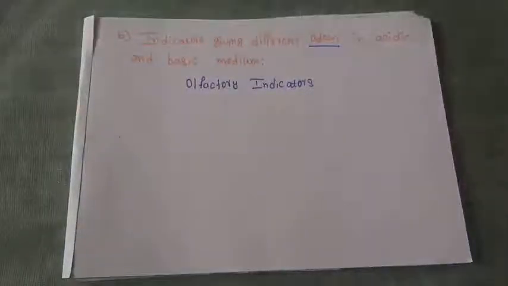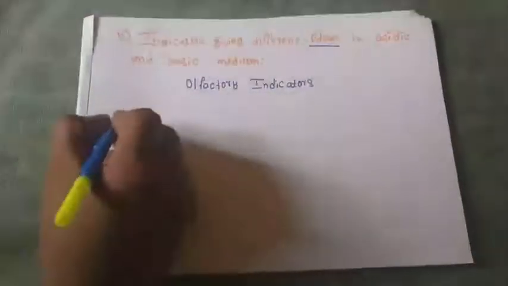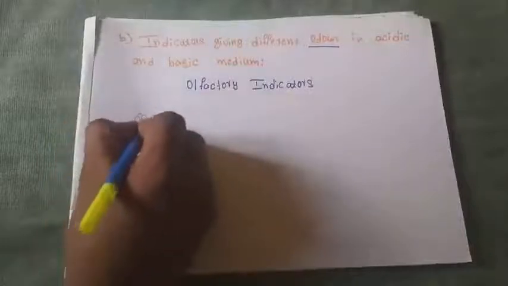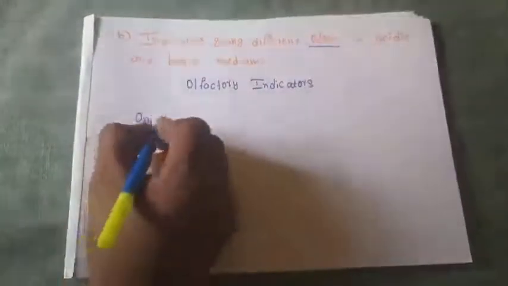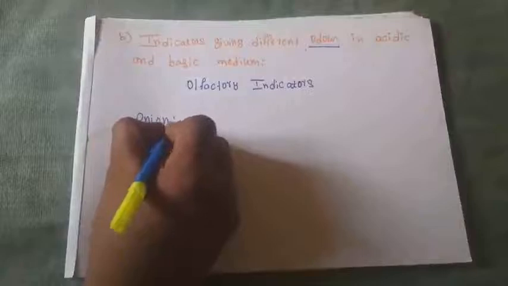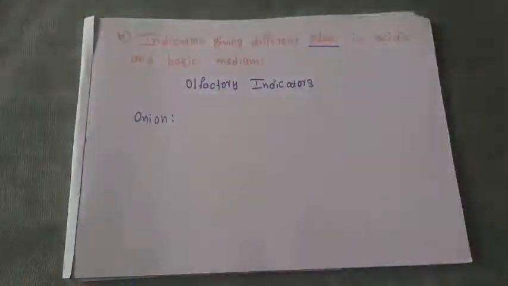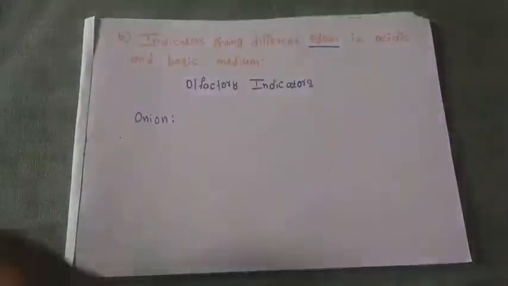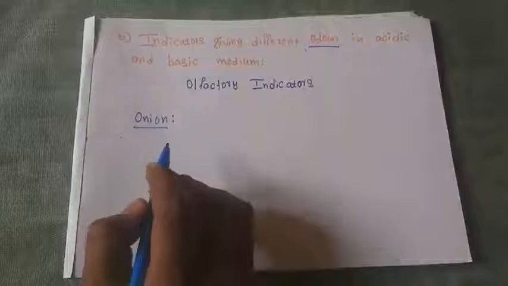We have commonly three indicators which give an odor differently in acidic and basic medium. The first one is onion. By using onion also we can identify acid or base. We know the characteristic smell of onion. Yes or no? This onion has a characteristic smell.